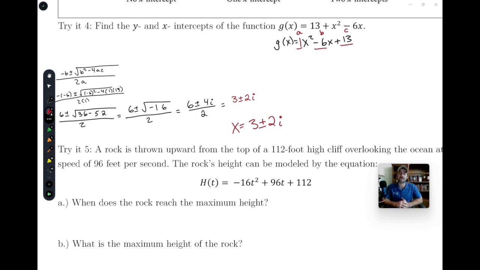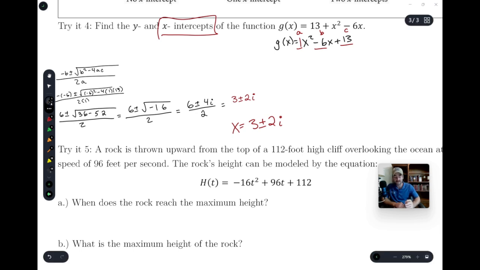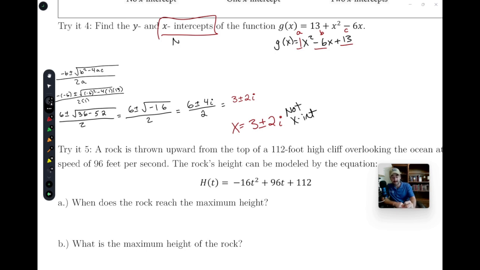But if you remember back from graphing imaginary and complex numbers, that's not a real solution. That's not a real x-intercept. That's just an imaginary solution. It's not on the real graph. And so though it's a solution to that quadratic equation, it is not a real x-intercept. And so we're going to say none. There are no x-intercepts in this problem. Not an x-intercept, though it's a good solution.